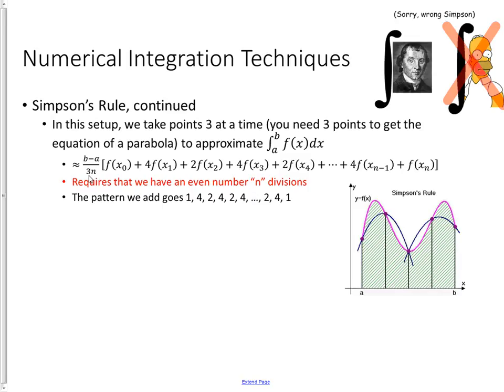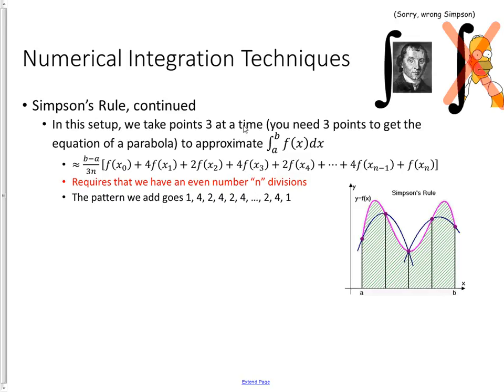So b minus a over 3n times, when we work this through, we would find an expression that looks like f of x evaluated at the first point, a, that's f of x sub 0 to us, plus 4 times f of x sub 1, plus 2 times f of x sub 2, plus 4 times f of x sub 3, plus 2 times f of x sub 4, and so on down the list until we get down to the last two, which would be 4 f of x sub n minus 1 plus f of x sub n.